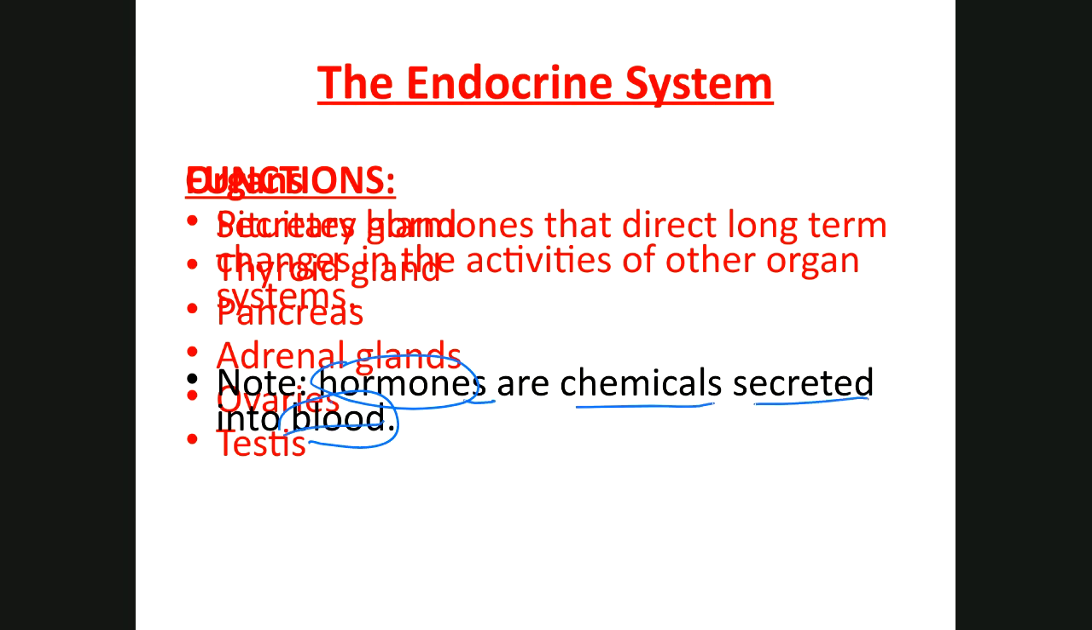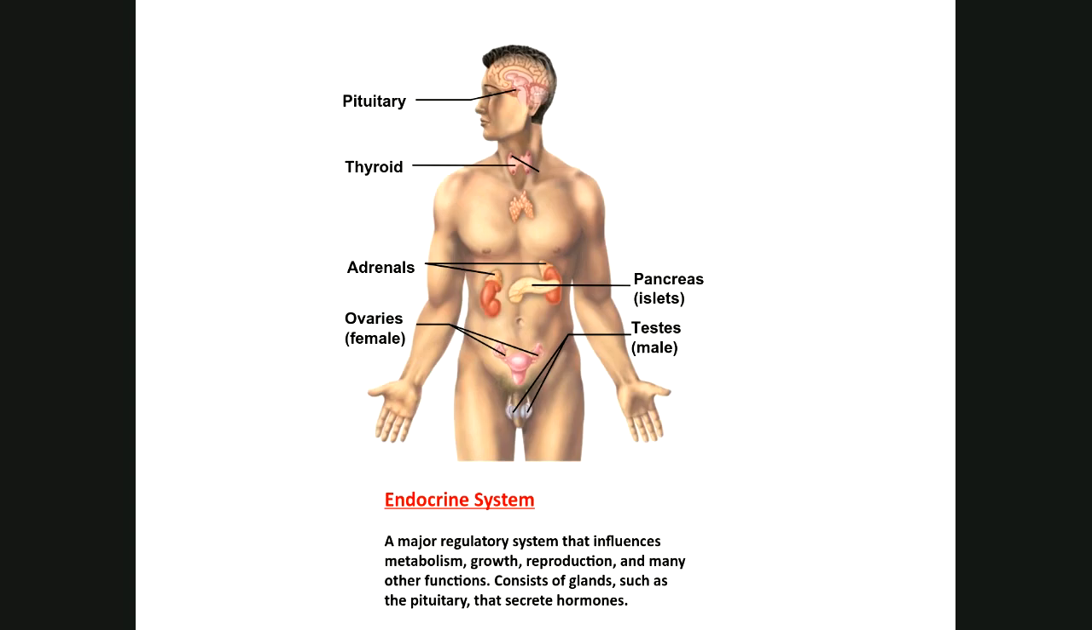You need to know the list of these endocrine glands and organs from the PowerPoints. These are the pituitary gland, the thyroid gland, the adrenal glands, which are found on top of the kidneys, the pancreas, the testes in males, and the ovaries in females.